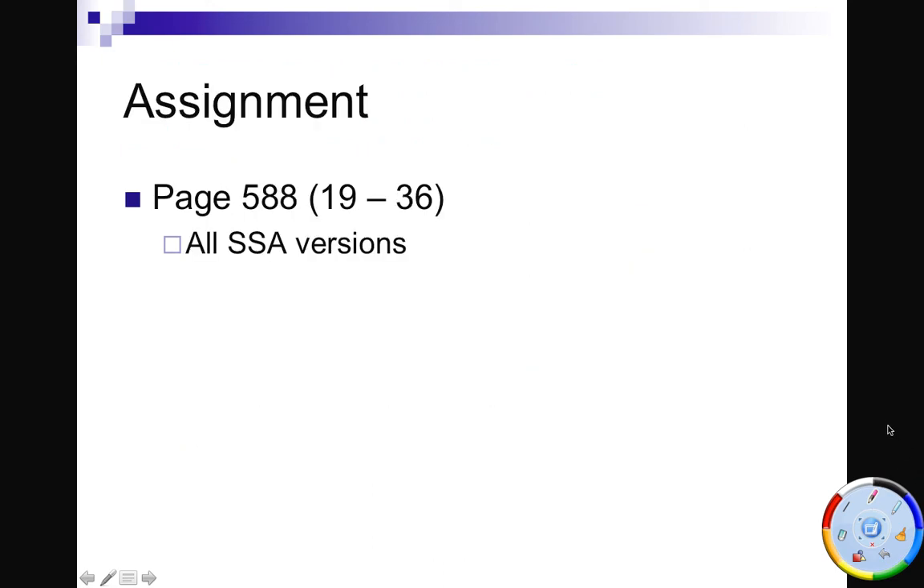All right, so here's your assignment. All the problems on here are SSA versions, and some of them may end up with 2 triangles, some of them may end up with 0 triangles, and some of them will end up with 1 triangle. Again, that's for you to make the determination.